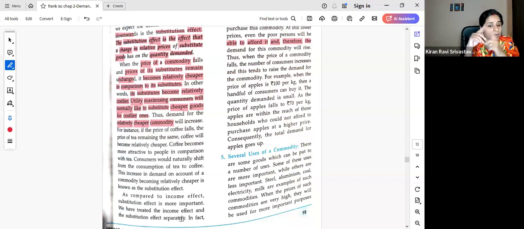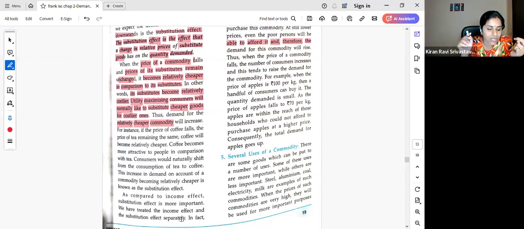Because in income effect also, the McDonald's burger price was falling. In substitution effect also, the McDonald's burger price is falling. In income effect, we did not talk about the substitute goods. We told that if McDonald's burger price is falling from 100 to 50, the consumer can buy, instead of one, two, because the purchasing power has increased. So income effect talks about increase in real income and purchasing power.